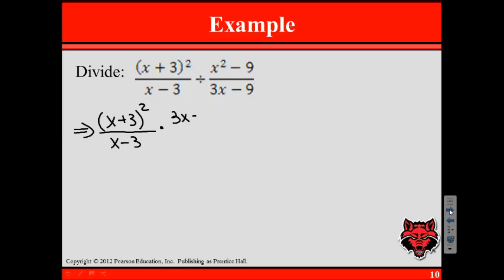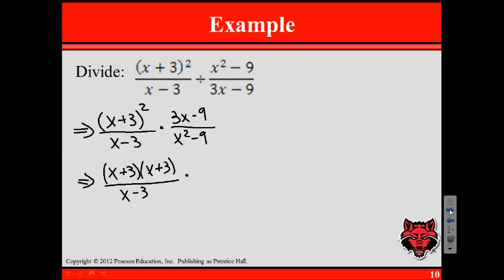To do so, we change the operation from division to multiplication, and we flip the second fraction. Once we do this, we now factor each numerator and each denominator. x plus 3 squared, just like in the last example, is x plus 3 times x plus 3. x minus 3 doesn't factor at all.